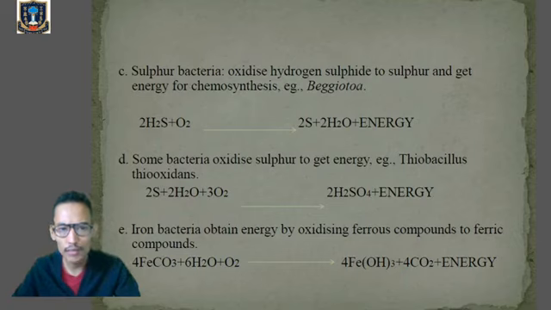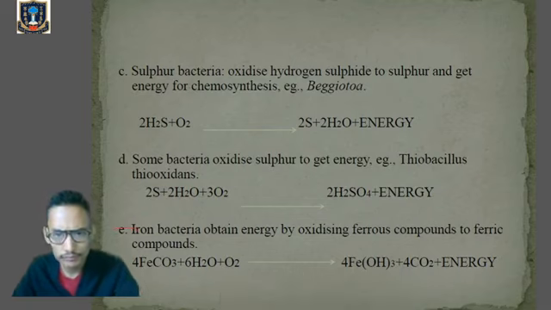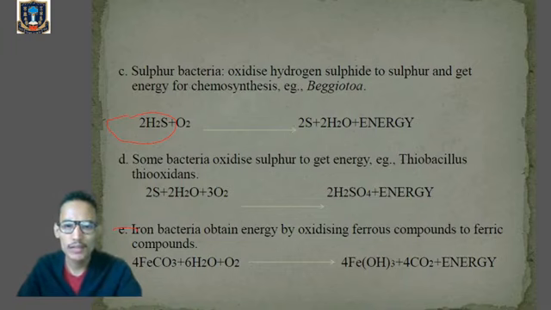Okay, so sulfur bacteria, we have got an example, Beggiatoa, which will oxidize hydrogen sulfide to get energy, and this energy will be utilized for the process of chemosynthesis. Then we have got another bacteria which oxidizes sulfur to get energy, for example, Thiobacillus.